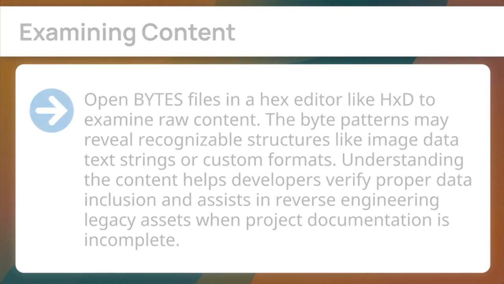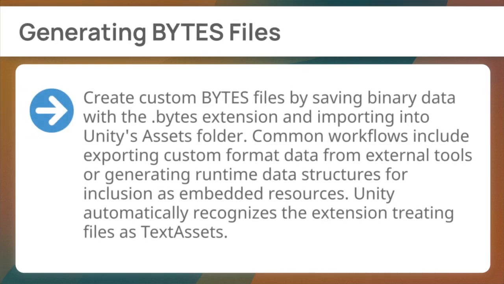Finally, generating BYTES files. Create custom BYTES files by saving binary data with the .bytes extension and importing into Unity's assets folder. Common workflows include exporting custom format data from external tools or generating runtime data structures for inclusion as embedded resources. Unity automatically recognizes the extension, treating files as text assets.